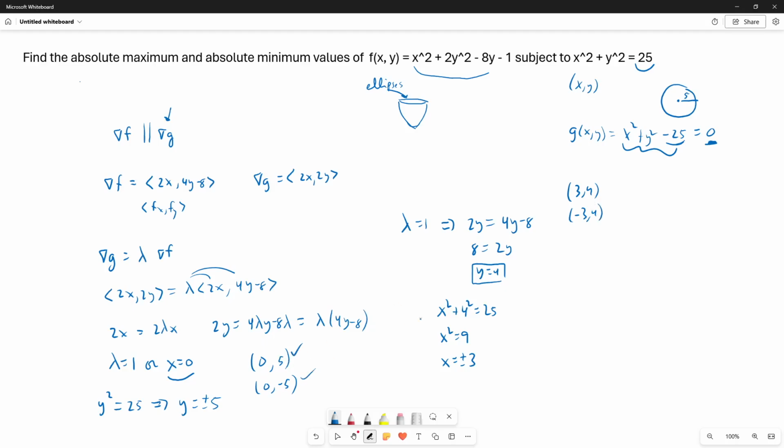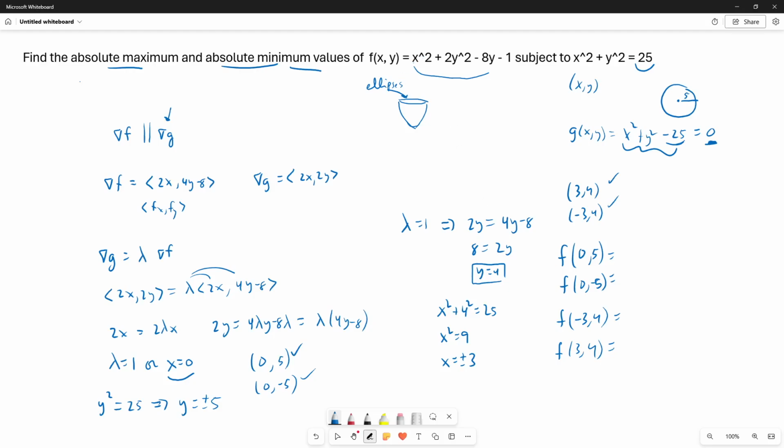So at one of these 4 points, we will find the absolute max and the absolute min. So we now just have to plug these 4 points into the function and see what happens. See which one gives us the largest output and which one gives us the smallest output. Let's do the 3, 4 first.